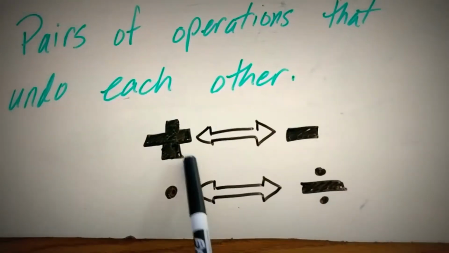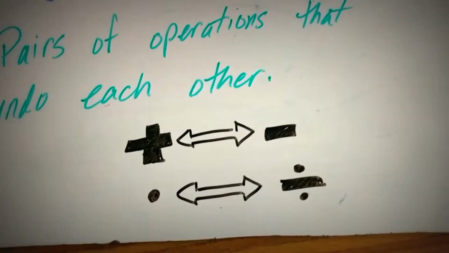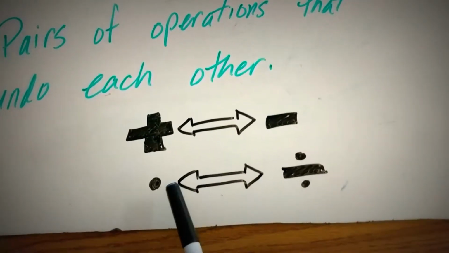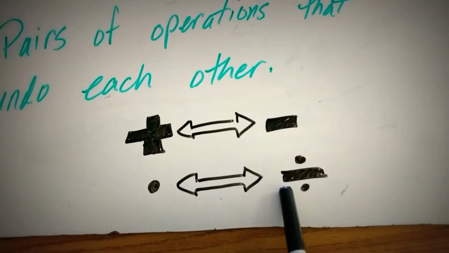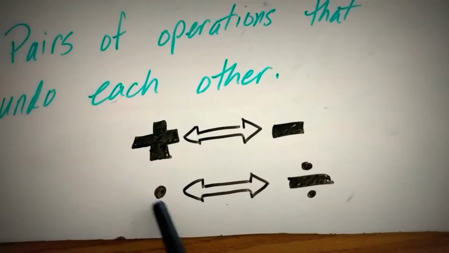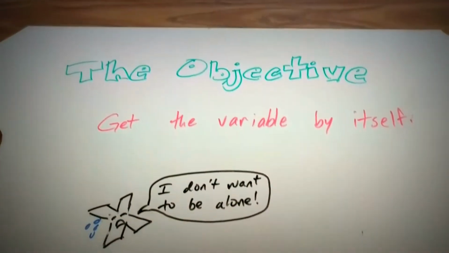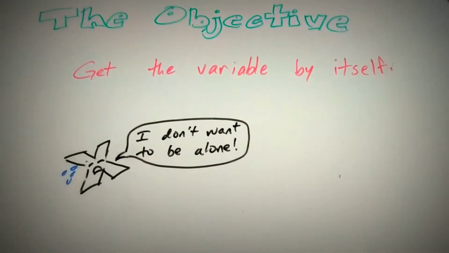So when you have addition, you'll use subtraction for the inverse, or the reverse, and for subtraction, you'll use addition. And for multiplication, you'll use division, or for division, you'll use multiplication. The objective is still the same for two-step equations, and that is to get the variable by itself. So let's take a look at an example.